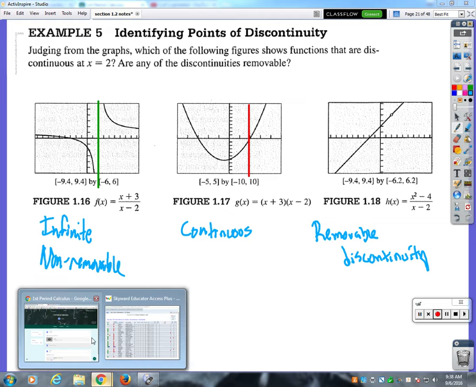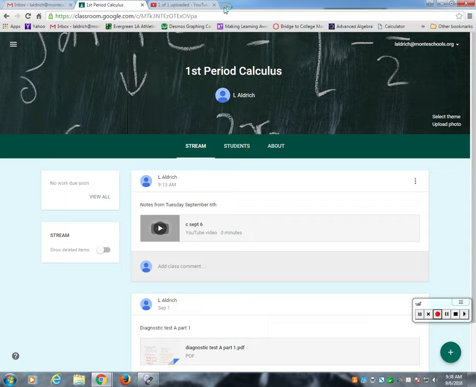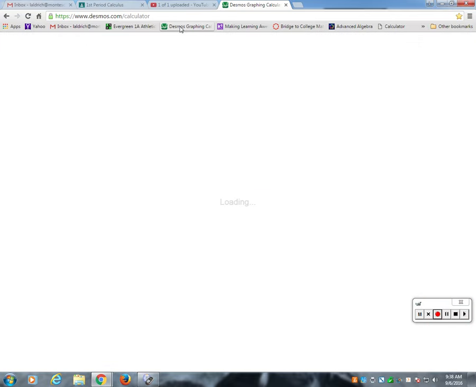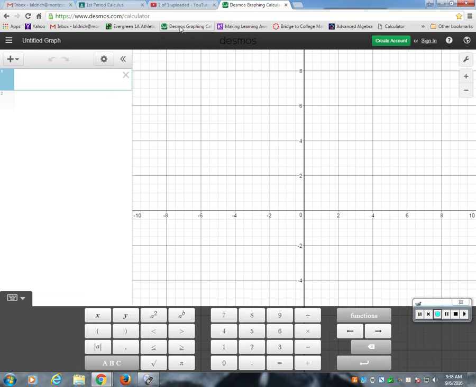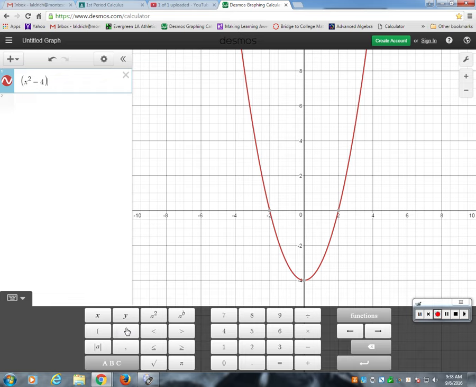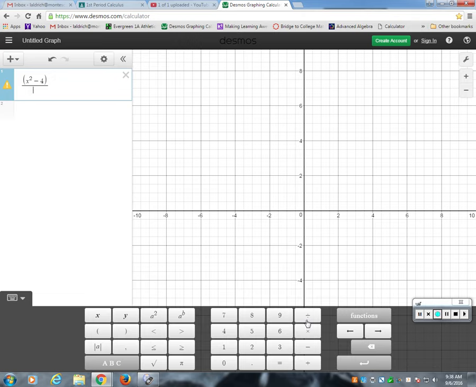All right, I don't know what the new graphing calculator does with this, but let's go ahead and take a look. So let's graph x squared minus 4, divided by x minus 2. Let's see if it shows us that discontinuity. Okay, so it does not.